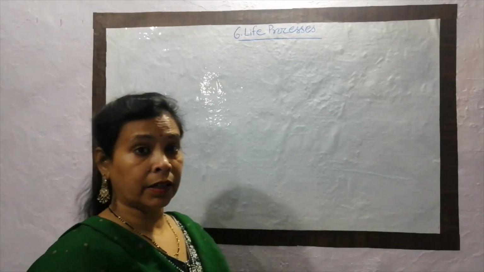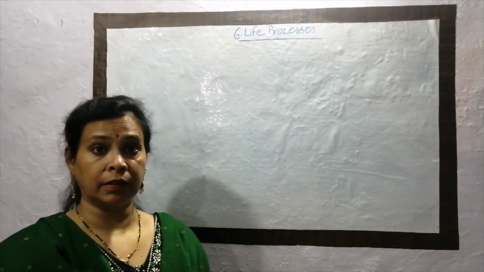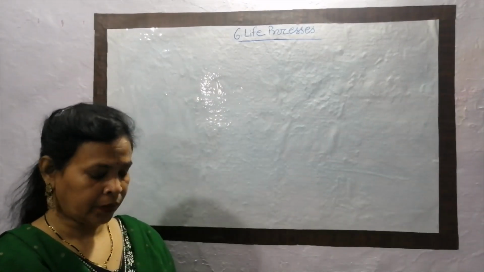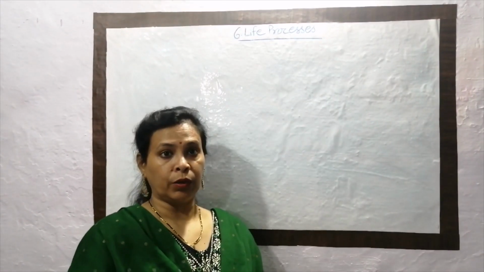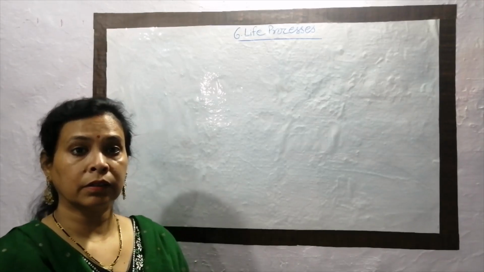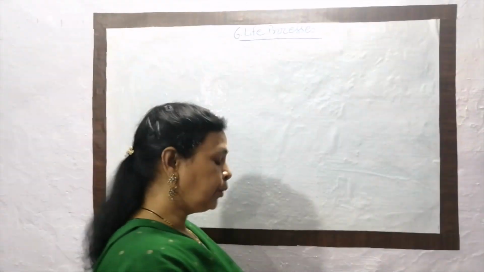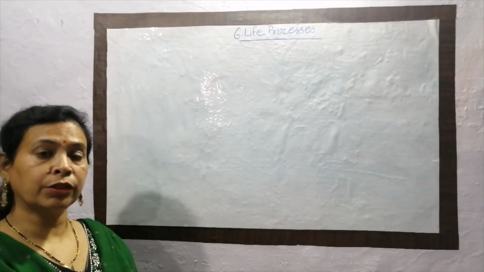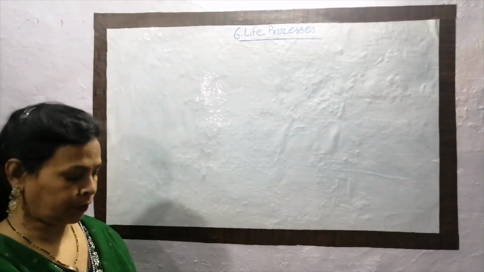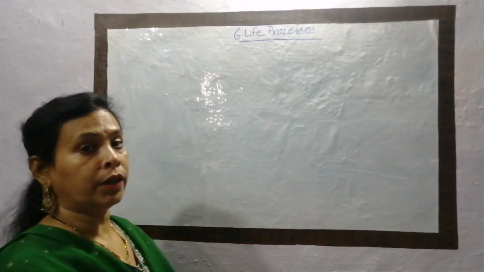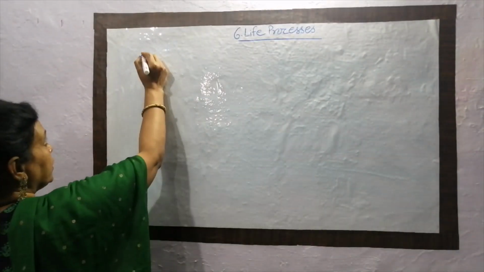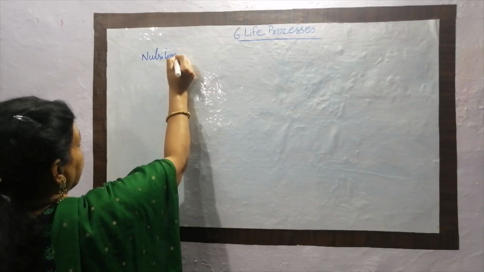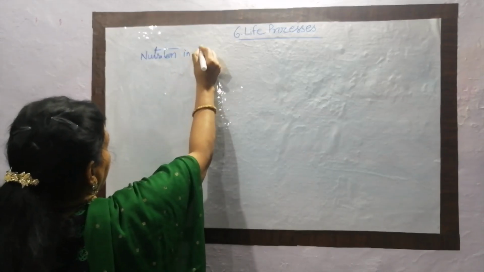Now once again, welcome student, CBSE class 10th, the same chapter, chapter 6, life processes. In the previous video, we studied the types of nutrition. There are two types of nutrition: one is called autotrophic nutrition and one is called heterotrophic nutrition. Now what is going on in today's video? We are going to study about nutrition in plants.